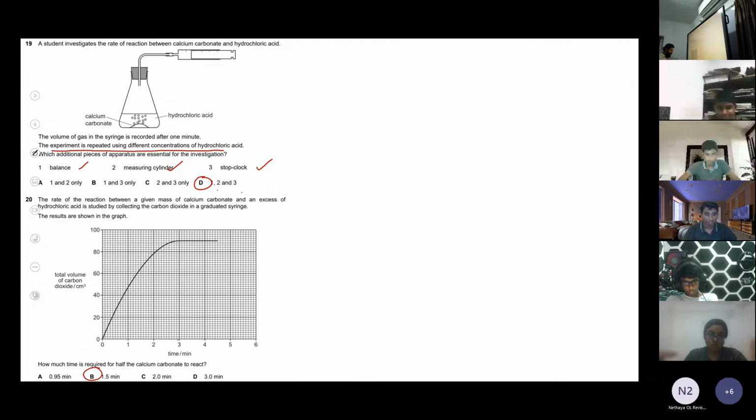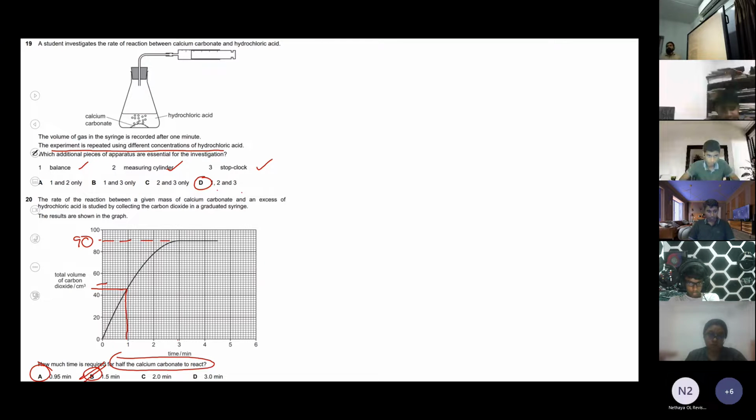But if they ask how much time is required for half the calcium carbonate to react, yes, I am wrong. A thousand apologies. When you look at the amount of calcium carbonate produced, it is 90. They are not asking for half of the reaction time. They are asking for half of the volume produced. This is 50, this is 45. Then when you check 45, it's 0.95. Well done.